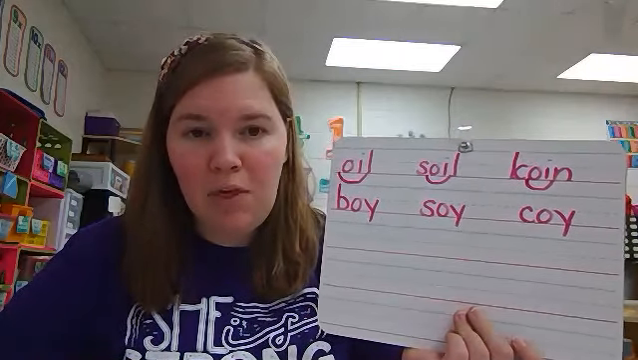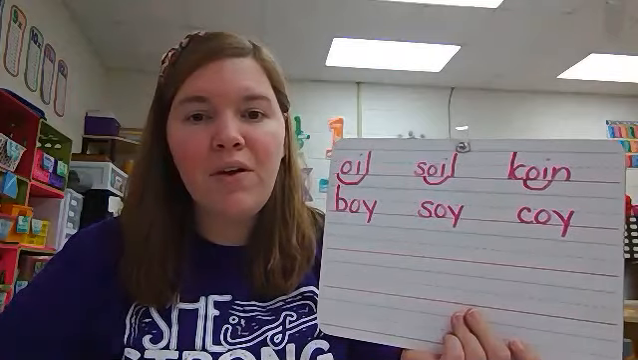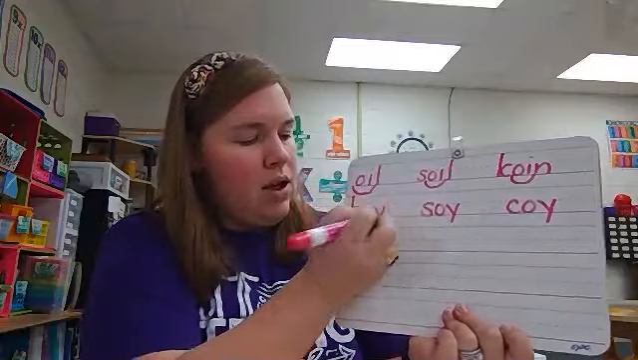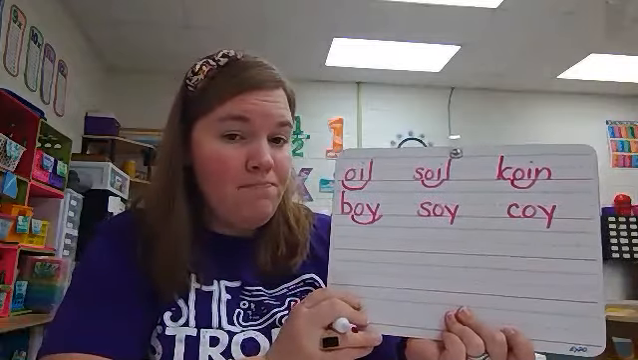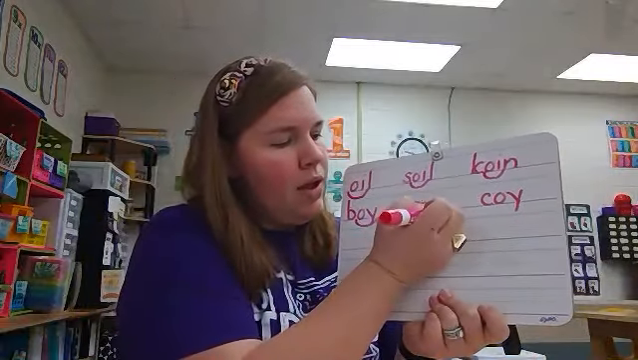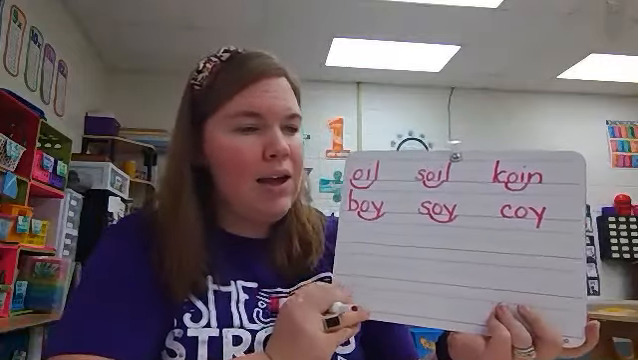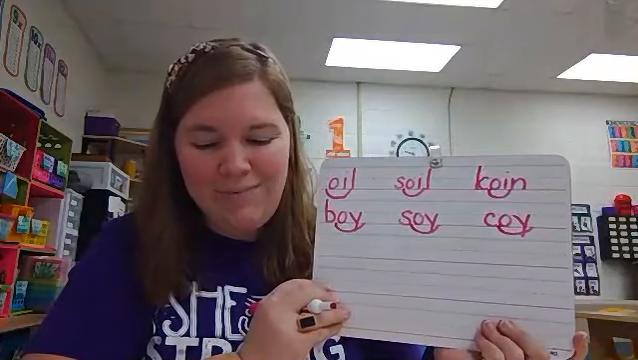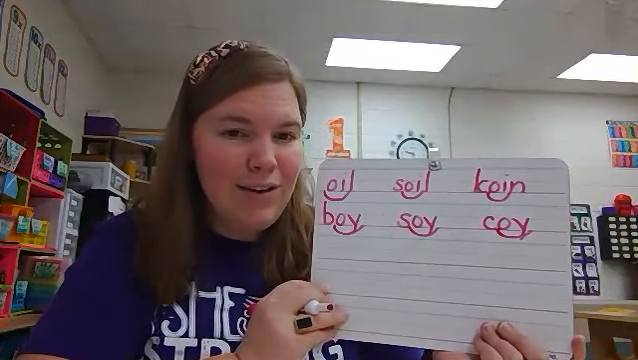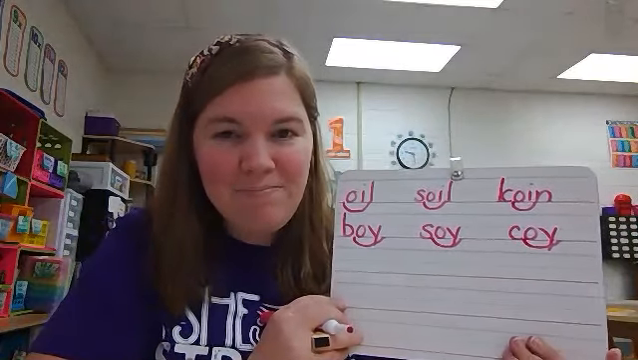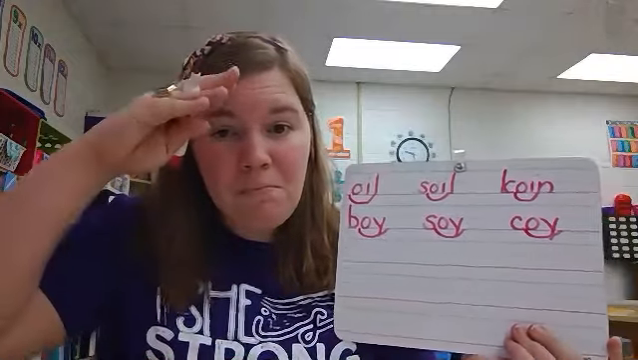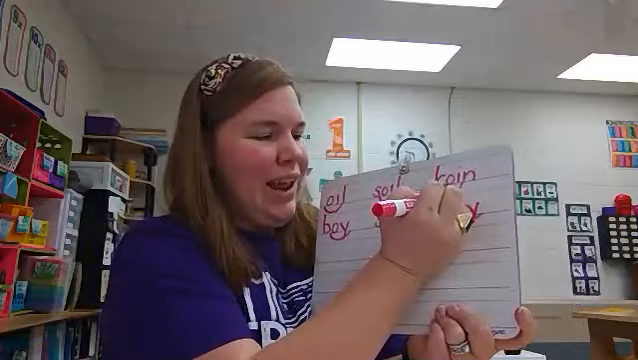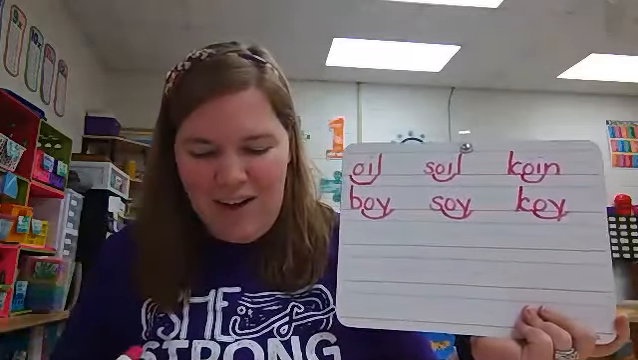How do we code diphthongs again? With an arc. Very good. So boy, diphthong OY. Soy, diphthong OY. And koi, diphthong OY. Is there any other codes that are needed? Be a detective. Do you see any? Yeah, we need a K back on that C also.